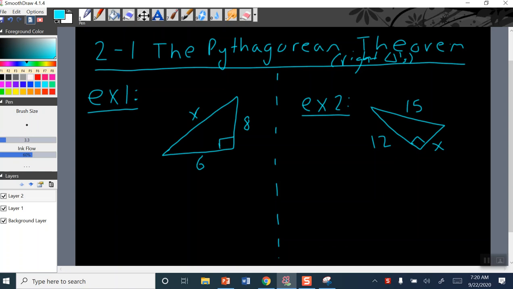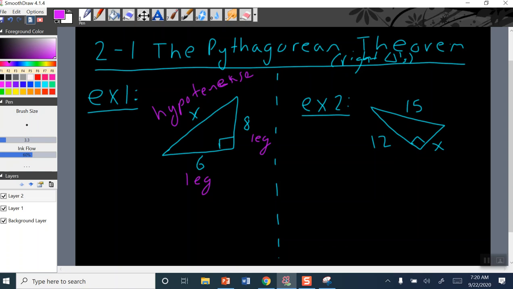It's asking us to find x. Now you might remember something special about this word x. It is clearly the longest side of the triangle. And so remember, when you have the longest side of the triangle, we always call that the hypotenuse. Okay? Now from here, this side is going to be referred to as a leg, and this side will be referred to as a leg. So we have the hypotenuse and the legs of a triangle.